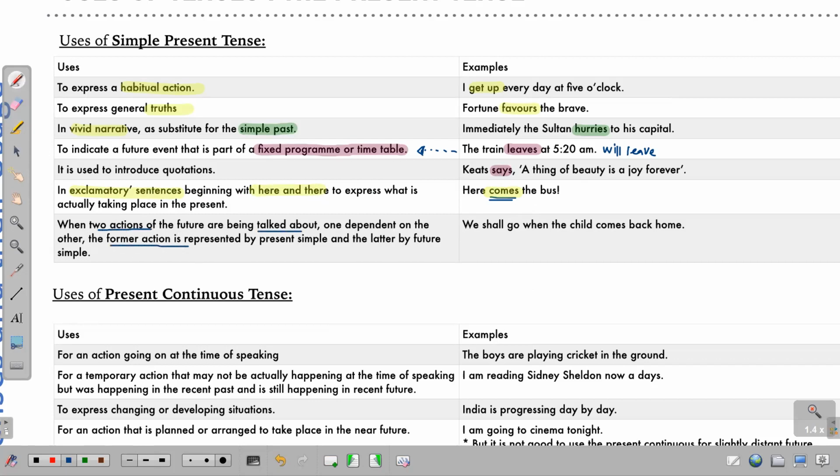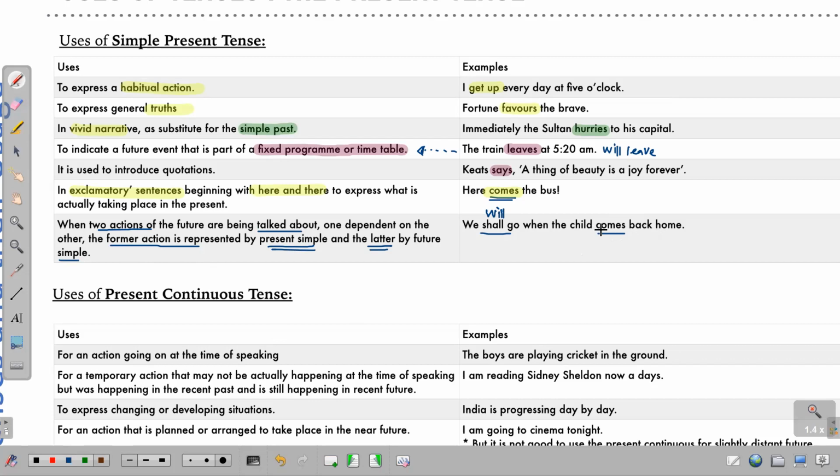And the most interesting one, when 2 actions of the future are being talked about, one dependent on the other, the former action is actually represented by the simple present and the latter by the future simple. For example, we will or shall doesn't matter. In a formal conversation, we use shall, and in normal informal conversations, we more or less use will. And also will denotes more certainty of happening, and shall denotes a bit of possibility to it.